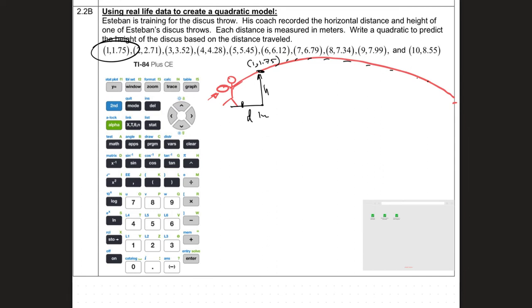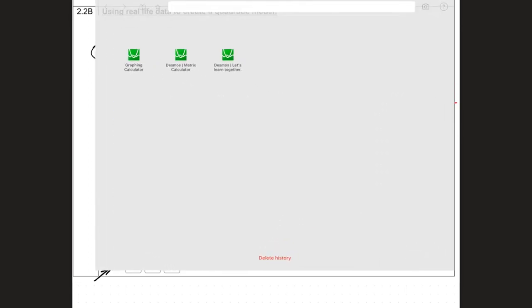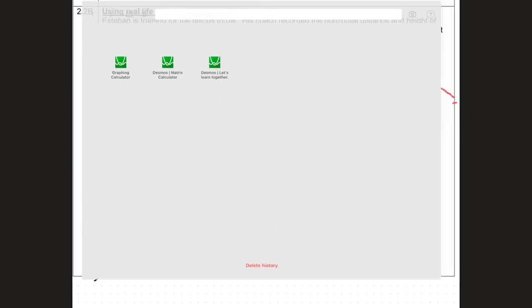But we don't have an equation, so we're going to use a tool, technology. We can use a graphing calculator. There's a way to do this. We can show you that later. Right now we're going to use Desmos. So I am going to open up Desmos, and we are going to figure this out.